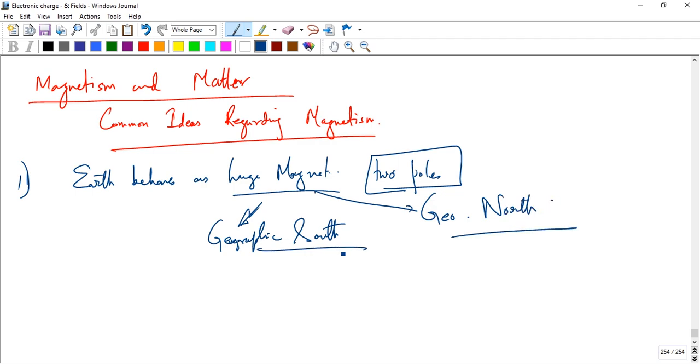So earth has magnetic field lines and two poles, named geographic south and geographic north. Why is it called geographic north and not directly just north? There is some difference here, some difference between the earth and a bar magnet in how the direction is oriented.